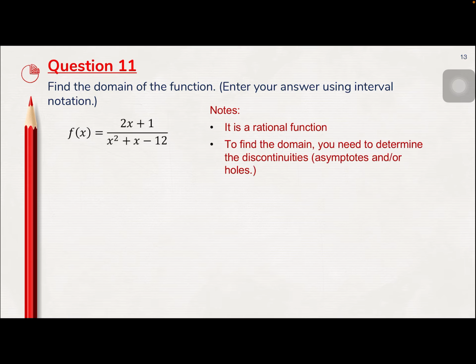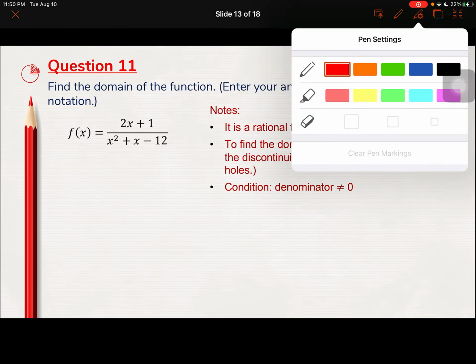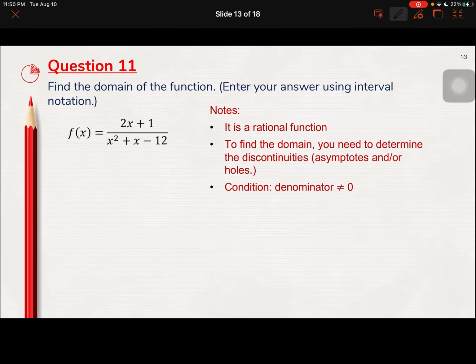So it means that to find the domain, you need to determine the discontinuities, meaning the asymptotes or holes, and that is given by the denominator. The condition that you need to consider is that the denominator cannot be 0. So using that idea, x squared plus x minus 12 cannot be 0, and this is because the denominator cannot be 0. So one thing that you can do here is factorization.